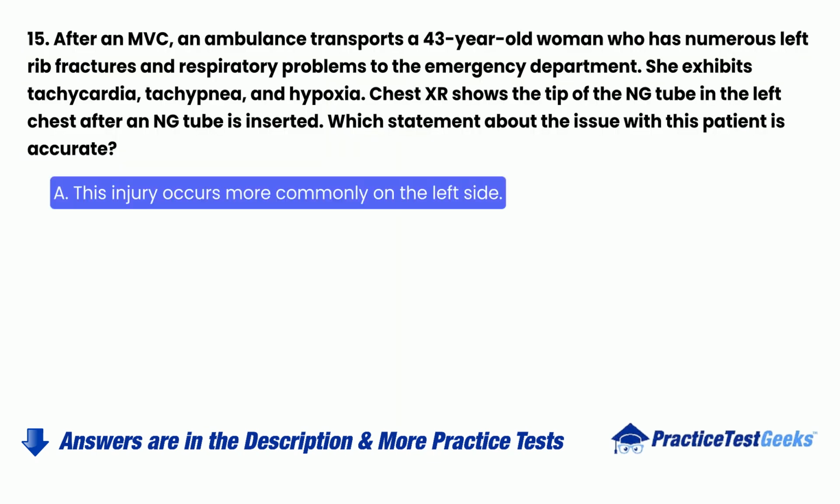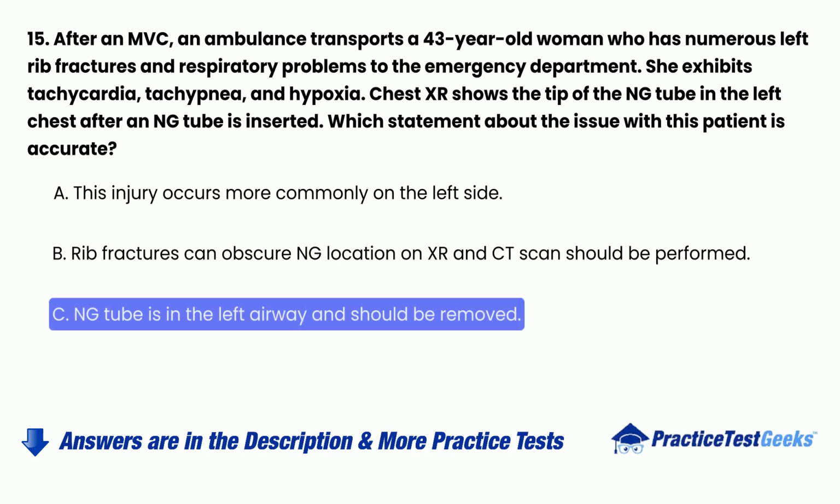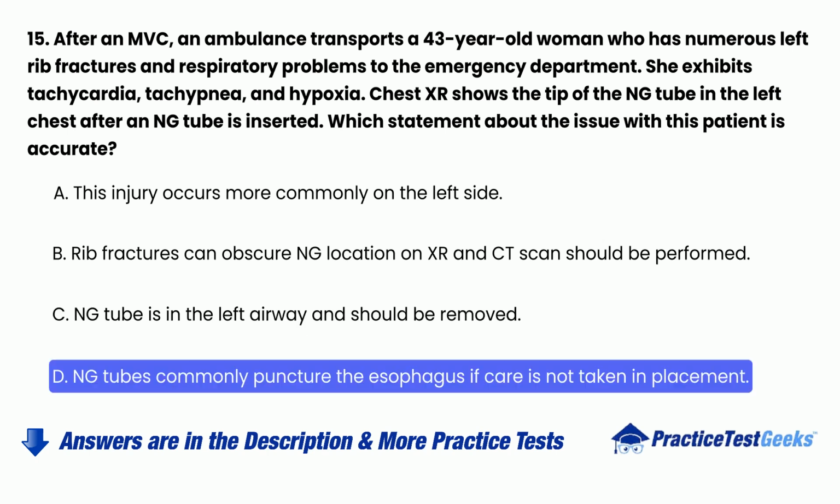A. This injury occurs more commonly on the left side. B. Rib fractures can obscure NG location on XR and CT scan should be performed. C. NG tube is in the left airway and should be removed. D. NG tubes commonly puncture the esophagus if care is not taken in placement.